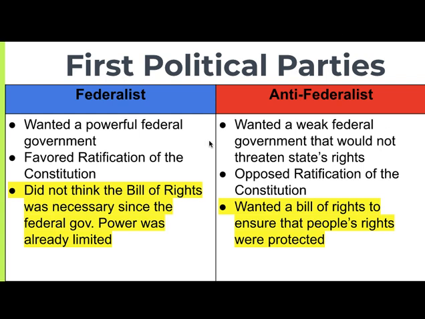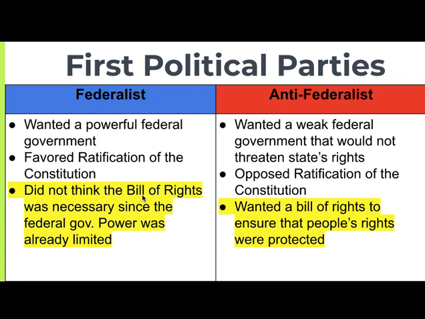Okay, and the Federalist Party really wanted a powerful federal government. This included people like Alexander Hamilton. And they favored the ratification of the Constitution, but they did not think that we needed to add the Bill of Rights since the government's power was already limited by the Constitution. Think about how the 3 branches of government work.